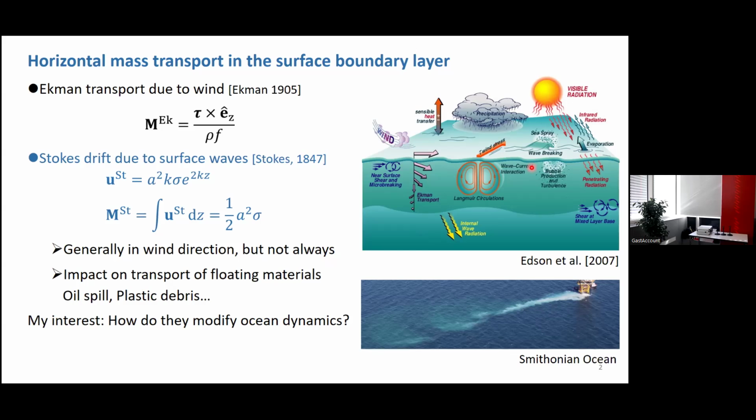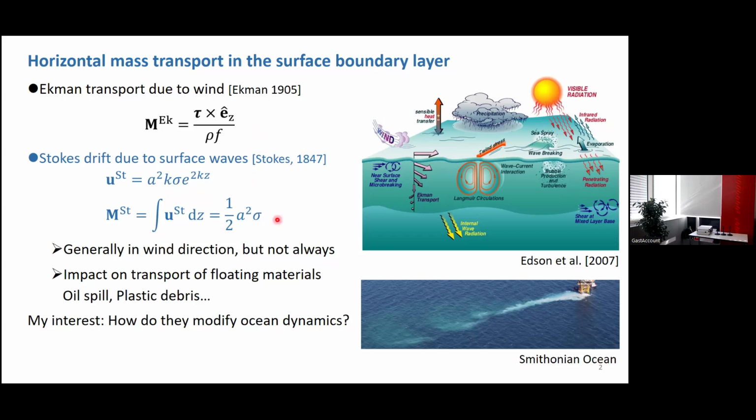The classical theory for describing the horizontal mass transport is, as you know, Ekman transport, which drives the volume at a right angle to the wind stress. But the surface waves, which are almost always there, also carry water towards their propagation direction, which is called the Stokes drift, or Stokes transport if it's vertically integrated.